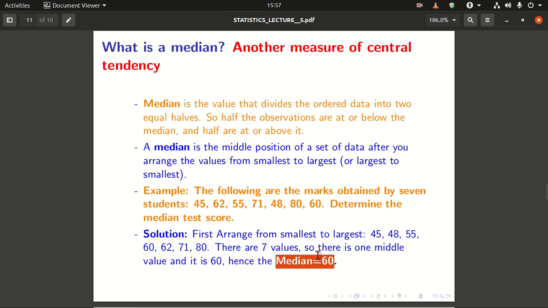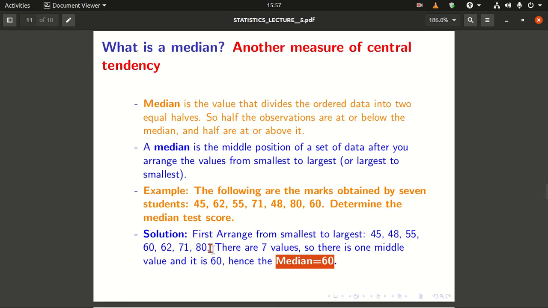Even if I were to change this 80 here and say it is a 1000, the median will still be the same. It's going to be 60. It's fixed there. That 60 is actually the middle, the middle observation, or the middle value. It's not going to change.